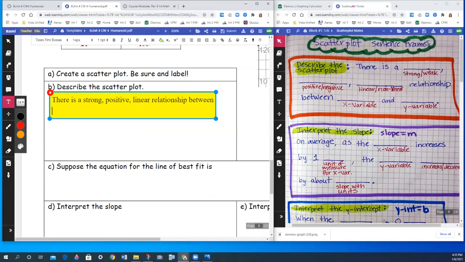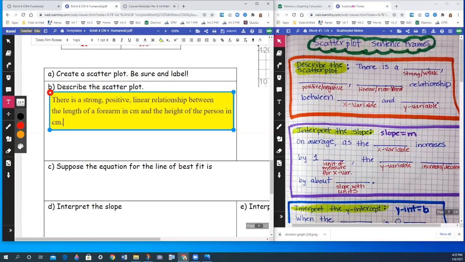between whatever the X was, and the X is the length of a forearm in centimeters and the Y, which is the height of the person, also in centimeters. Here, keep it in this box, in centimeters.